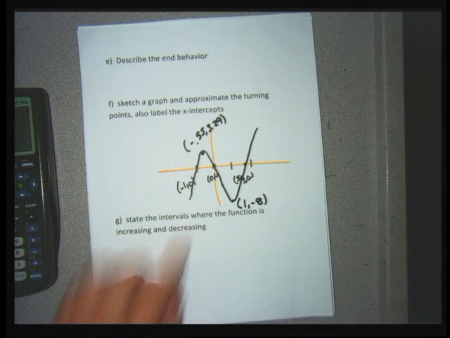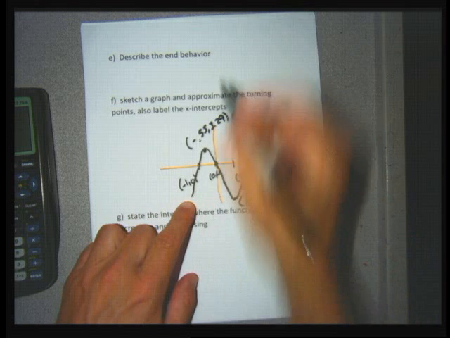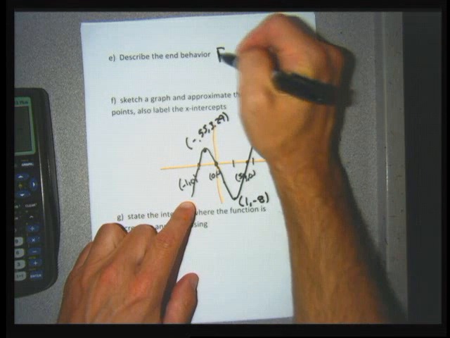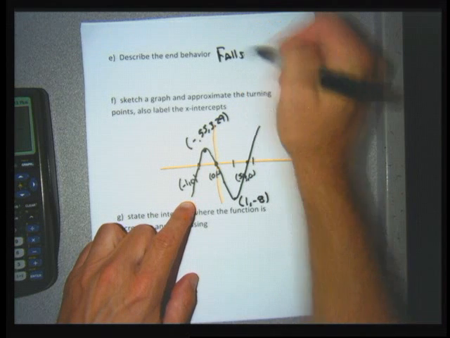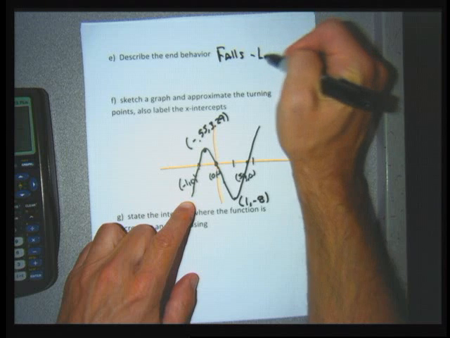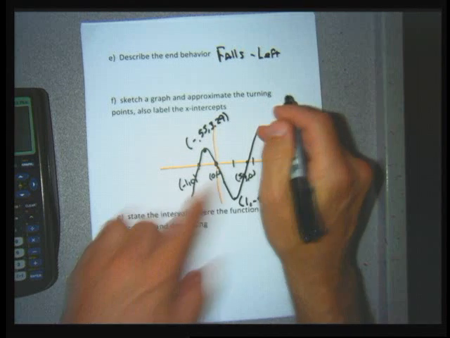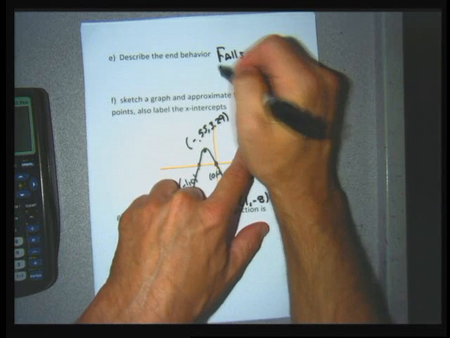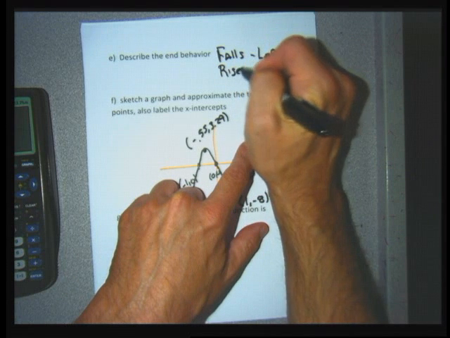For the end behavior, to the left of the axis, it's going down to the left of the y-axis, so let's say it falls to the left, and to the right of the y-axis, the right end goes up, so I'm going to say it rises to the right.